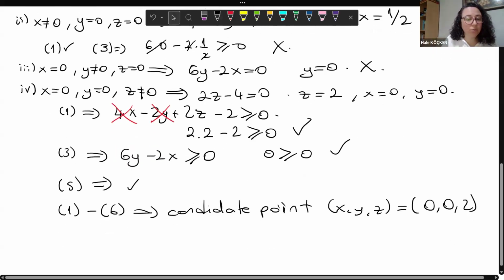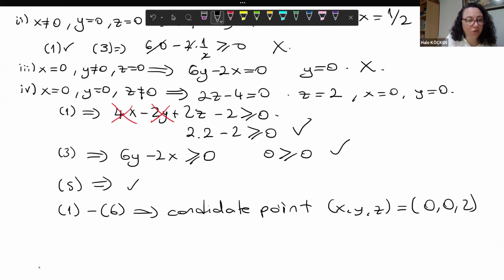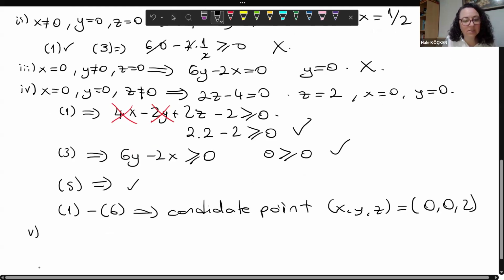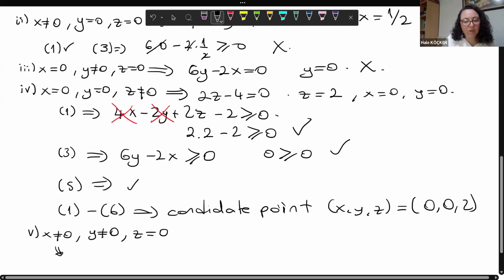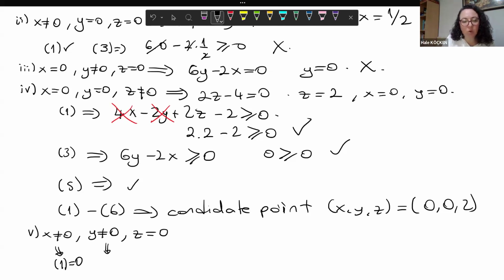Anyway, let's continue. This was the fourth case. Fifth case, we consider one of the variables is different from zero. Now I will consider both: X is different from zero and Y is different from zero while Z is zero only. If X is different from zero, then inequality 1 will be satisfied as equality 0, and similar for that.